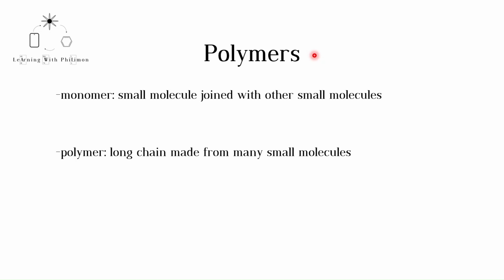Since its invention, plastic is used constantly in our everyday lives in a variety of applications. In this video, we will see that plastics are polymers that are made in a process called addition polymerization. Let's begin by defining a few key terms.